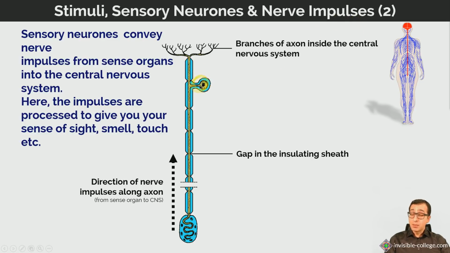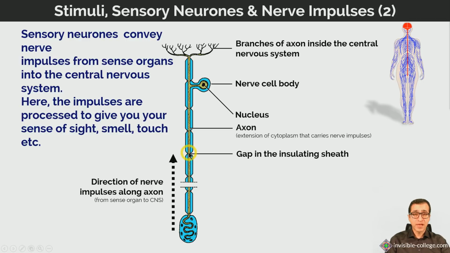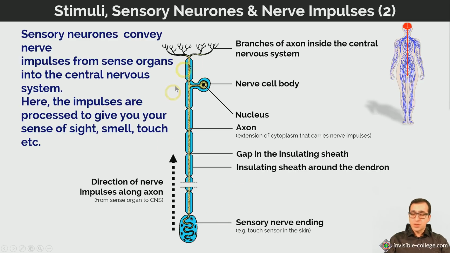So here we can see the cell body of the sensory neuron. Now the cell body of a sensory neuron is usually somewhere along its axon. So here we can see the axon. So the axon is the long thread-like portion of the neuron, whether it's a sensory neuron or a motor neuron. And myelinated axons have this insulating sheath around them, which have these gaps called nodes of Ranvier. So this is the general structure of a sensory neuron.